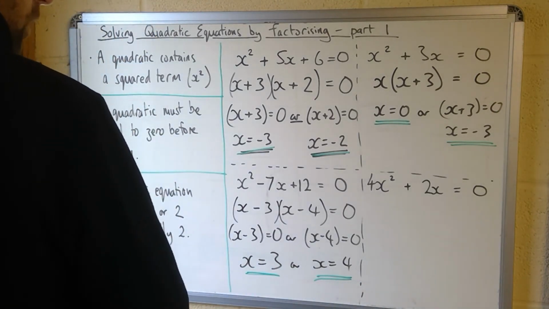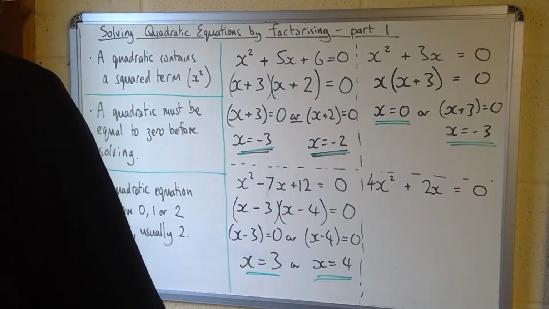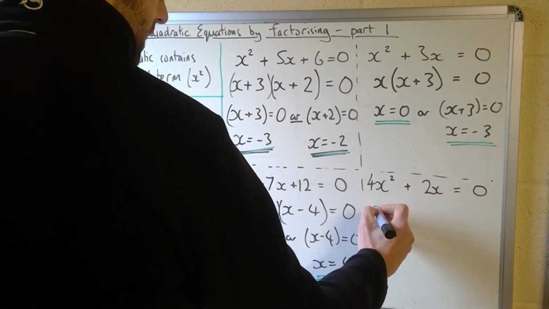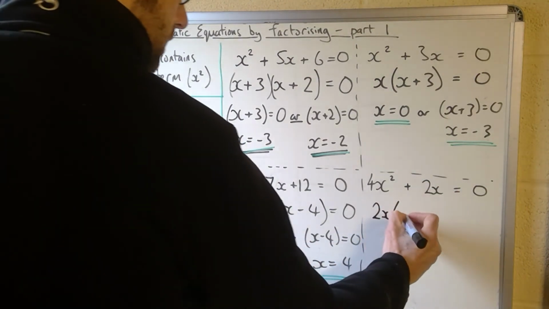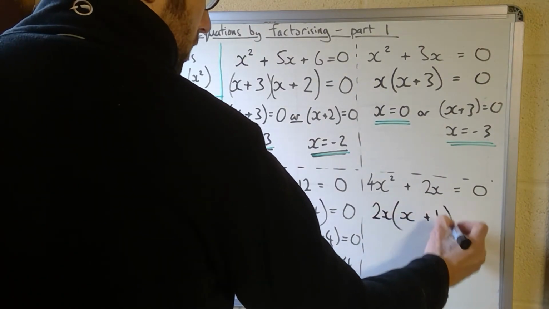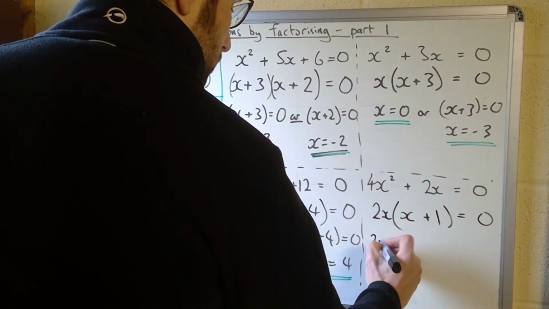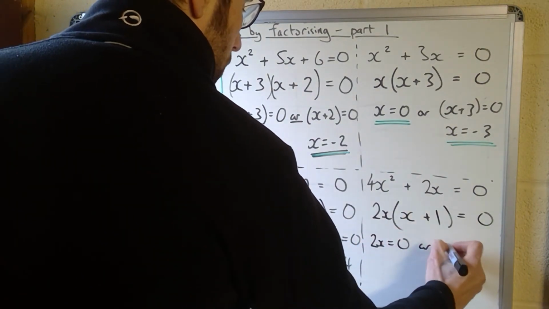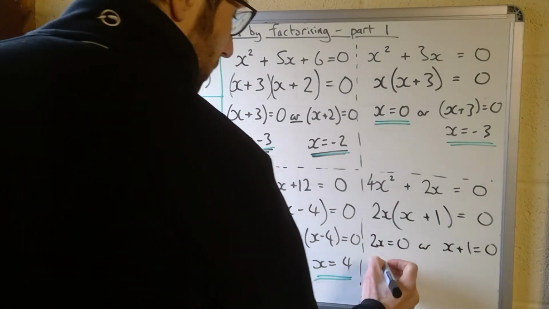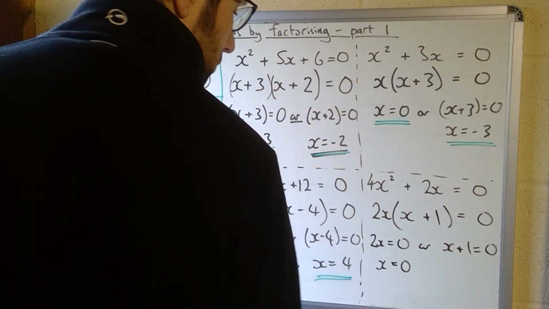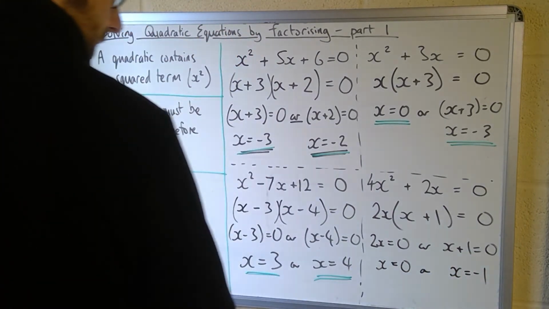The final one I've got is very similar to the second one. There's no constant term, so I'm just going to factorize by using a common factor. The highest common factor here is 2x, so I can take a 2x outside the bracket, and I'm left with x plus 1 equals 0. And so I've got 2x equals 0, or x plus 1 equals 0. If 2x equals 0, then x also must be 0. If x plus 1 equals 0, x equals negative 1.